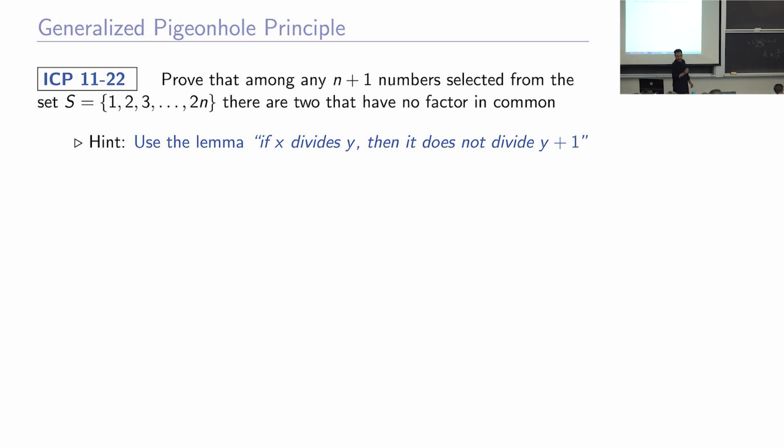This is the last one, and a very important one, very beautiful one actually. If I take any set of n plus 1 numbers from the first 2n positive numbers, where n is a fixed number, there will be at least 2 numbers among these n plus 1 selected ones which have no factors in common.